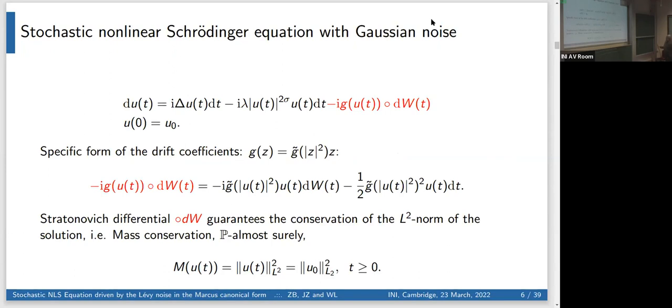So let us start with the case where we have a Gaussian noise. And we consider a special form of the Gaussian noise. So we consider a Brownian motion or Wiener process here. The way it is written, it is as if it was one-dimensional, but actually one can do multi-dimensional, even infinite-dimensional noise with sufficiently good properties. And the coefficient g, which is written here, is of a special form. So g depends on the value of our solution.